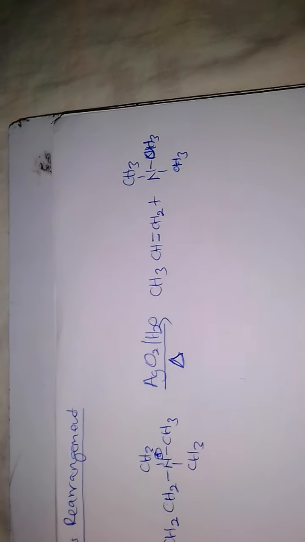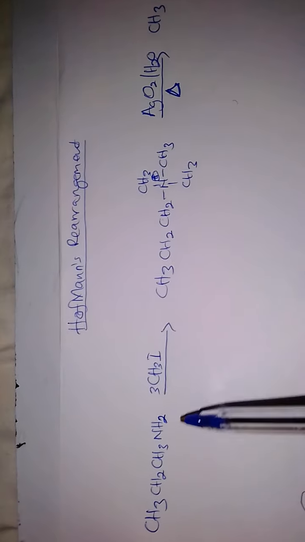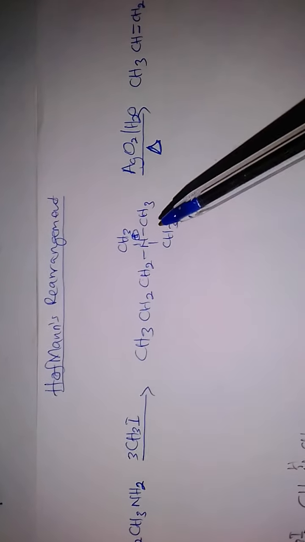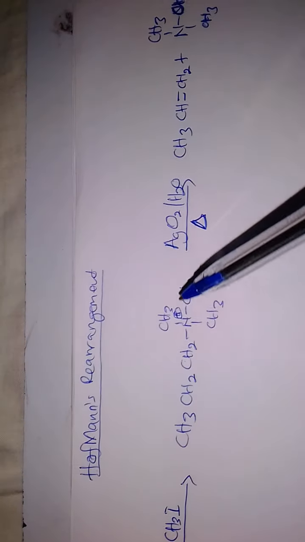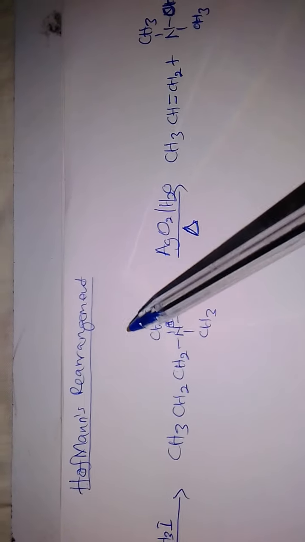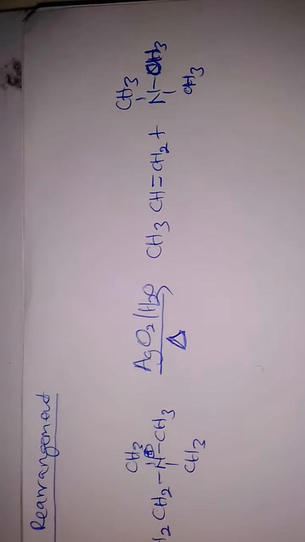So basically this is the mechanism of Hofmann's rearrangement reaction. It says that when you have a primary amine, then you add an alkyl halide, you are going to generate an ammonium ion, and further addition of silver oxide and heating will cleave off the tertiary amine portion so that we get an alkene as well as a tertiary amine.